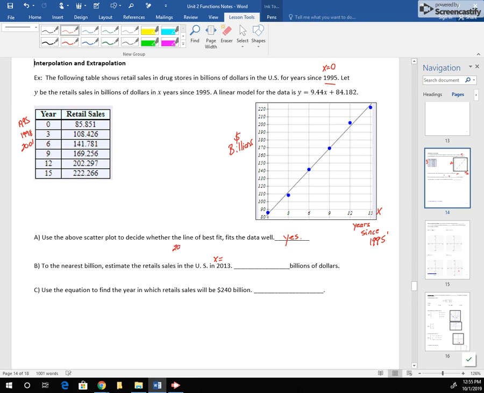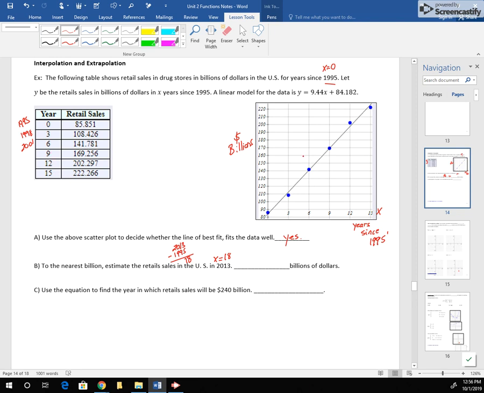So if we take 2013 and we subtract the 0 year out of there, if we do some borrowing, 5 years gets us to 2000, 13 more gets us to 18 years, which means X here is going to be 18. And we can see that that's off our graph. That's beyond where we have data for.